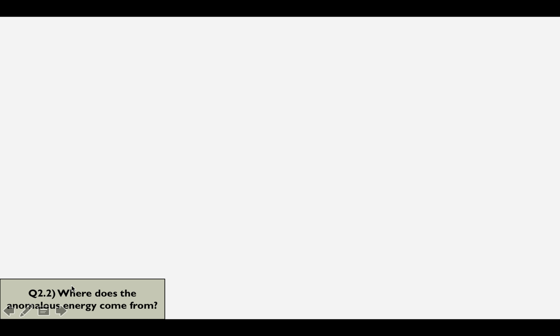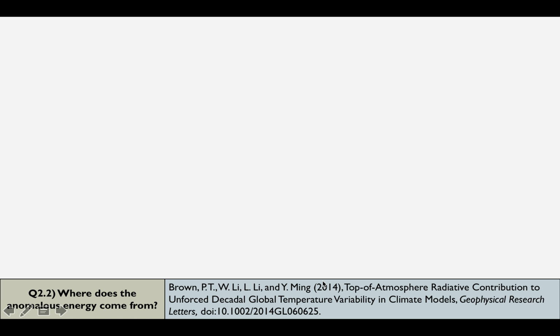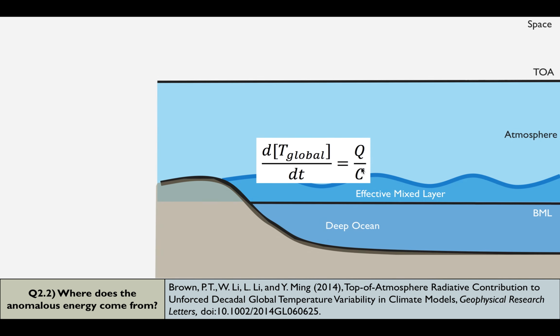So, moving on to our second mechanisms question: where does the anomalous energy come from? This is something we looked at in a 2014 paper. To set this up, I just want to think about temperature here in the simplest way possible. This equation just says a change in temperature of anything is related to the flux of energy on that thing divided by the heat capacity of that thing. So when we're thinking about global mean surface air temperature, we can think about this equation as being applied to essentially the atmosphere plus the ocean's mixed layer plus the land surface.